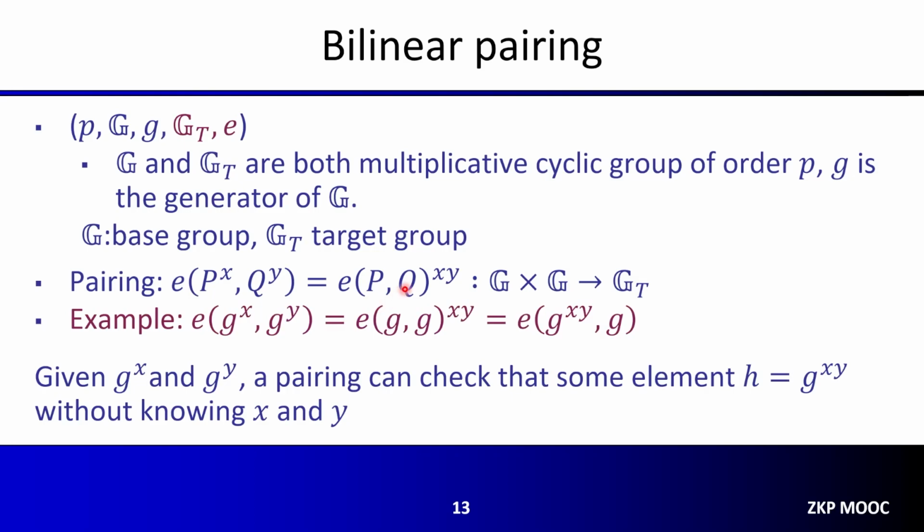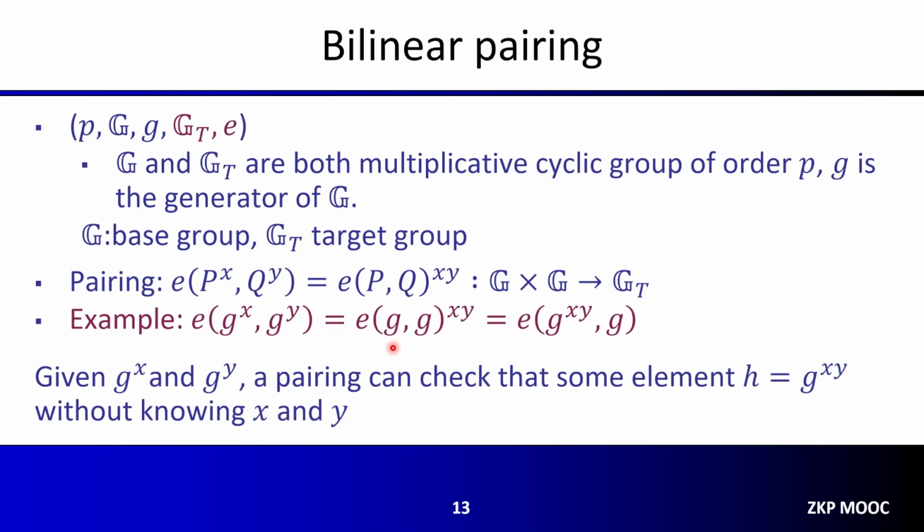To get familiar with it using an example, given g^x and g^y, the pairing of these two elements equals e(g,g) to the power of xy. By a similar rule, this also equals the pairing between g^(xy) and the generator g itself. So this gives you a way that, given g^x and g^y, you can check if some element h is g^(xy) or not without knowing x and y.